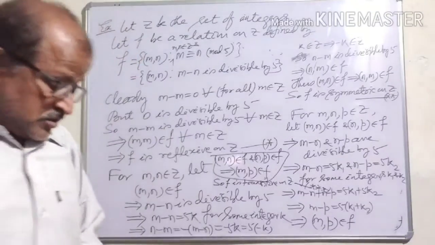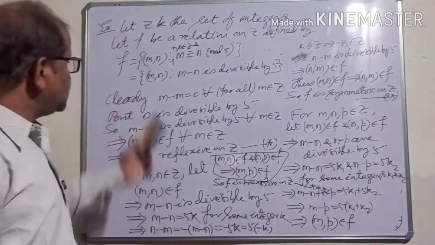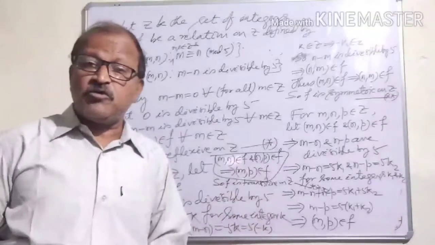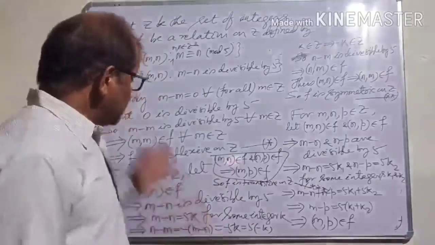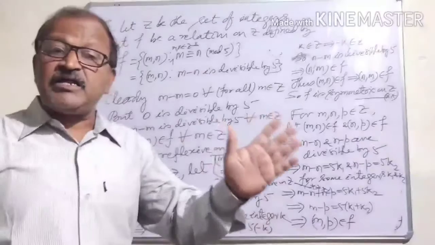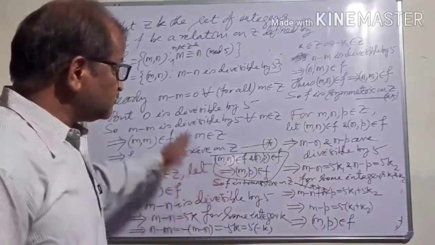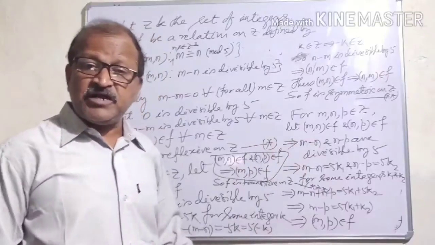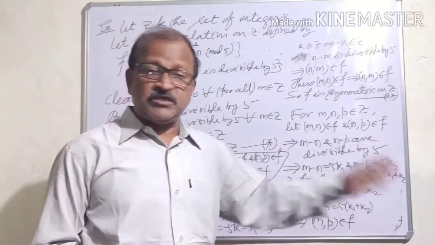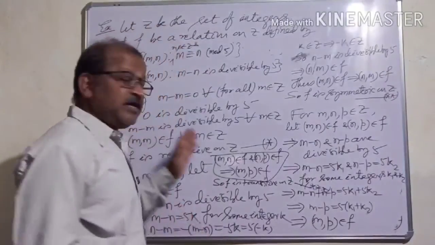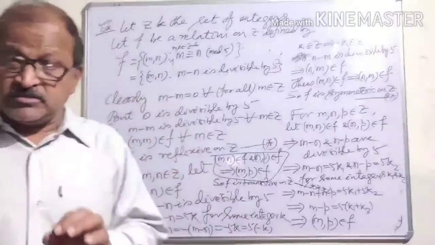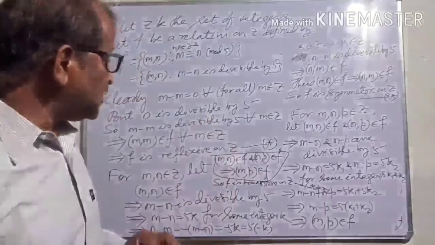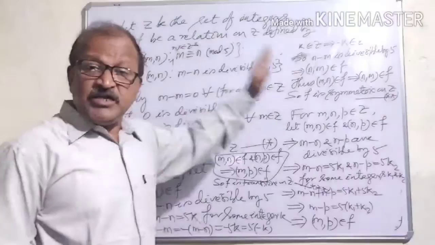Thus, this relation, the congruence modulo relation, congruence modulo 5, is reflexive, symmetric and transitive on Z. It is reflexive, symmetric and transitive on Z. So, it is an equivalence relation. It is an equivalence relation on the set of integers.